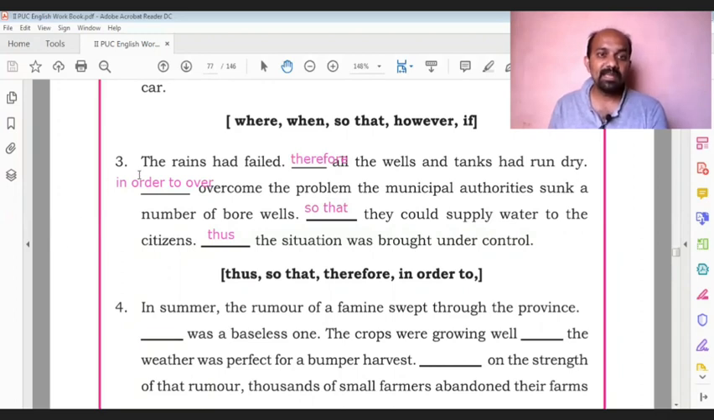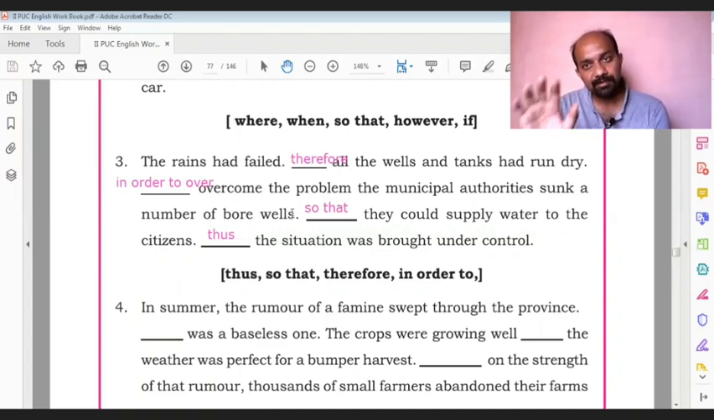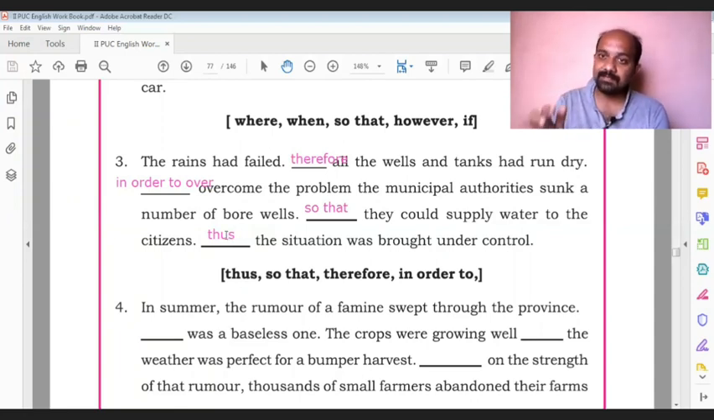The second one, in order to, talks about the purpose. Municipal authorities sunk a number of bore wells. Why did they sink a number of bore wells? The purpose is to overcome the problem. So in order to talks about the purpose. So that, once again, talks about the purpose. Thus, as a result or conclusion, thus, the situation was brought under control.